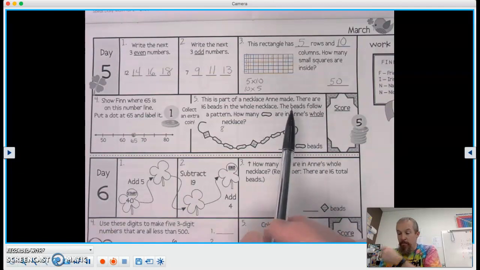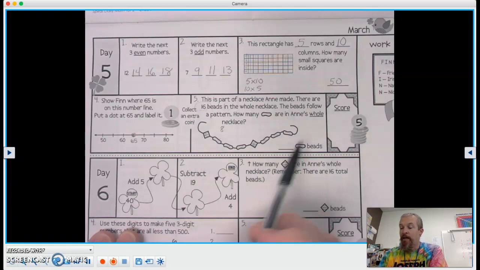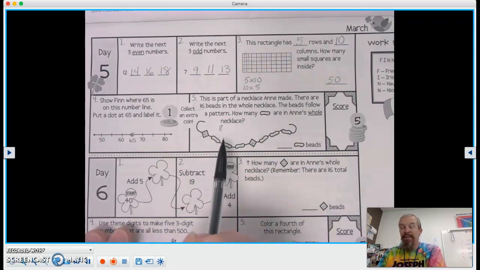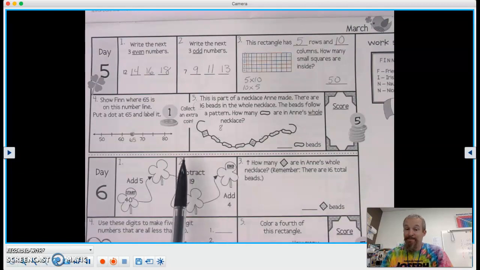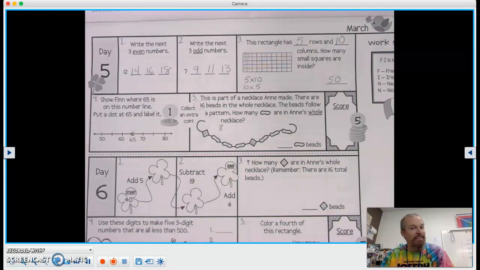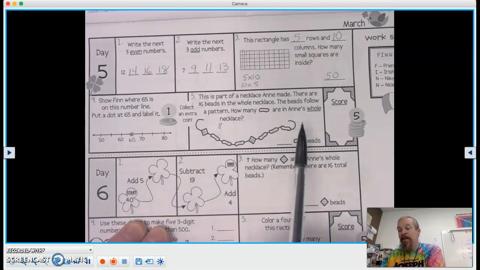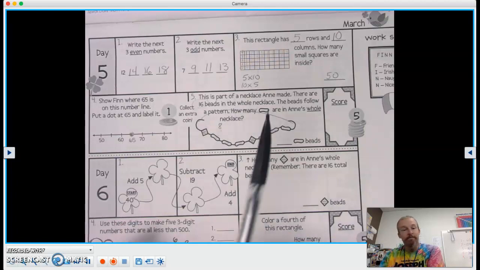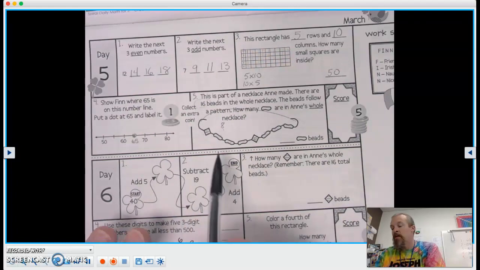So basically, because we know that there are 16 beads total, and there's 8 beads on this one, it's 2 of these. Okay? Because 8 is half of 16. If there's 16 total beads and there's 8 on this, 8 more beads would make 16, right? 8 plus 8 is 16.